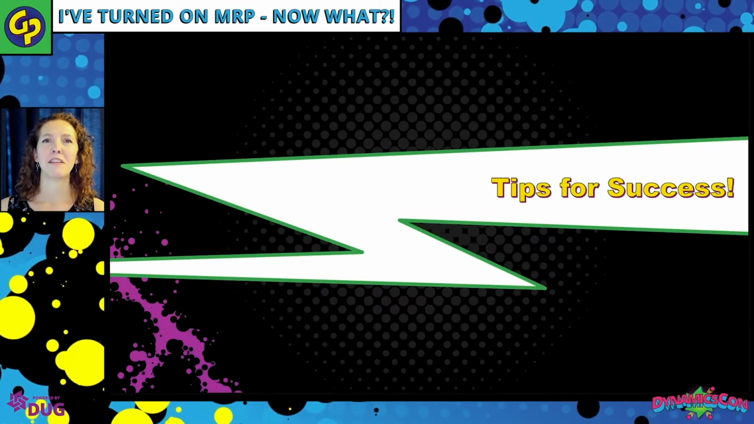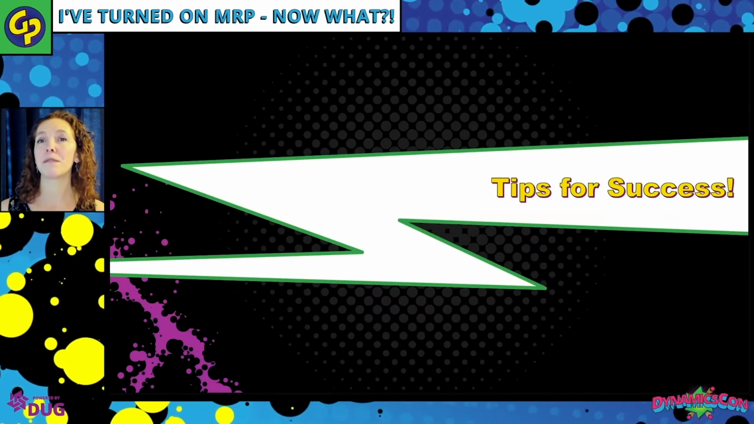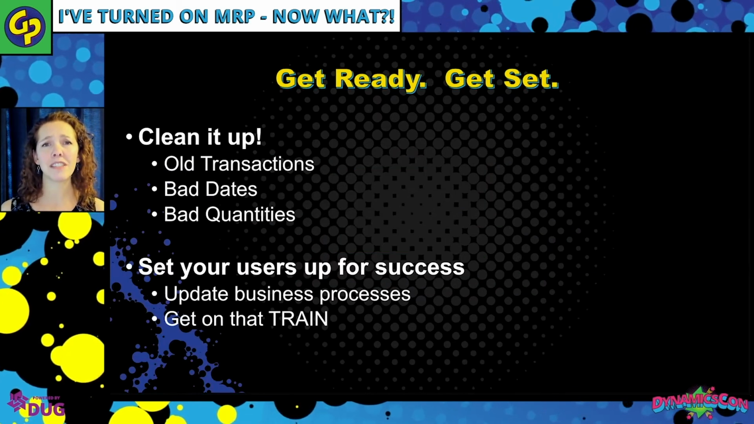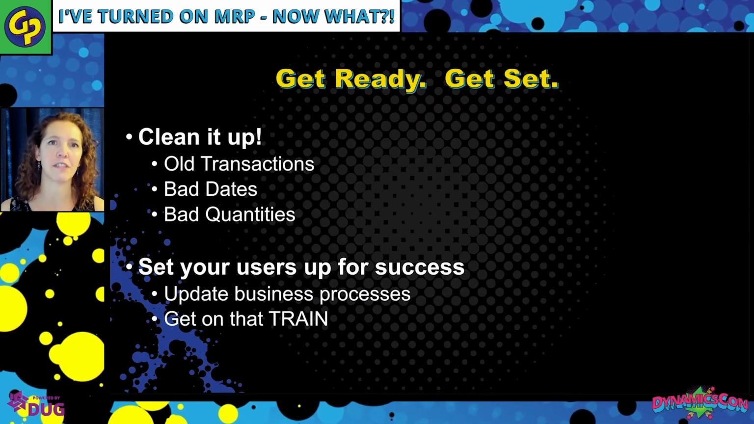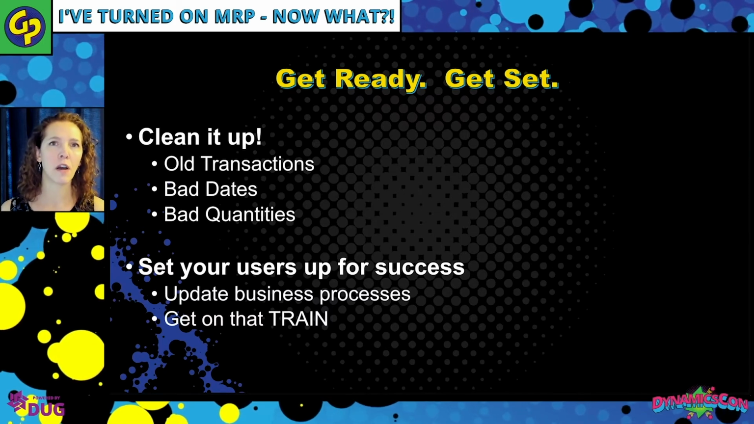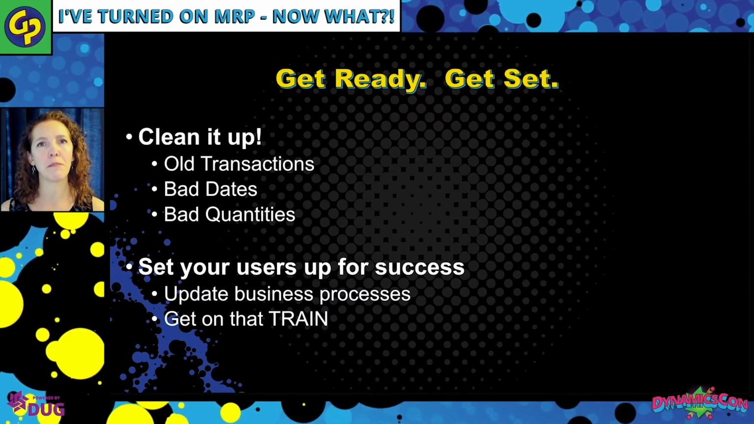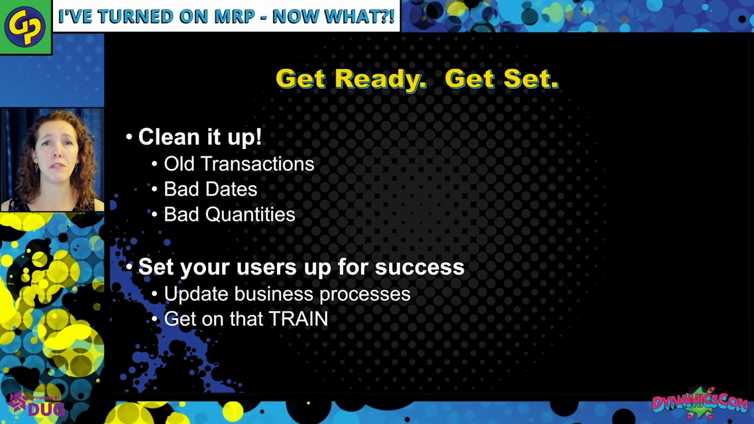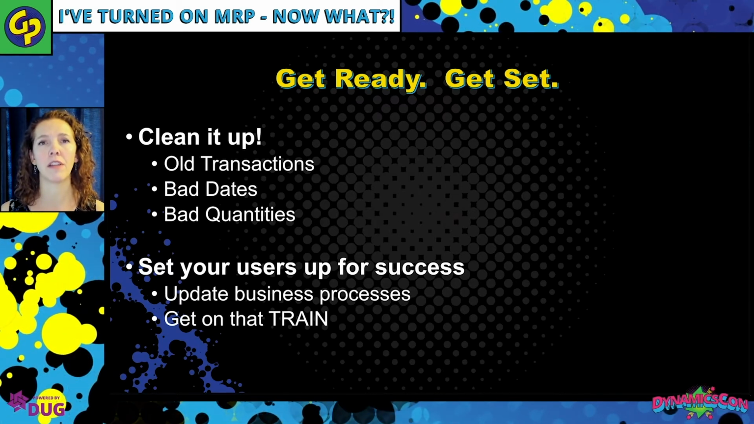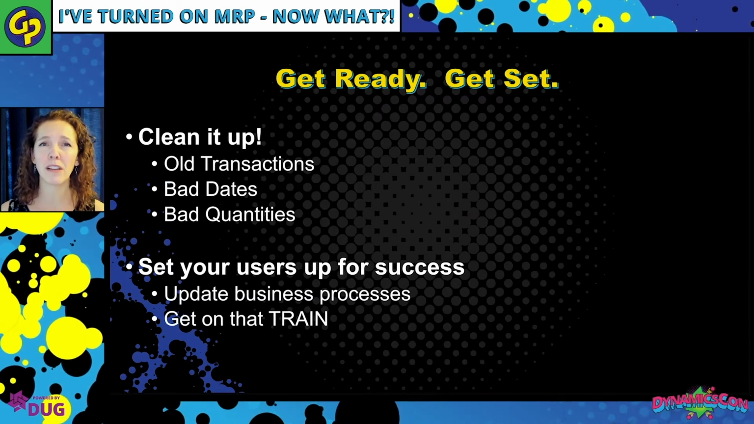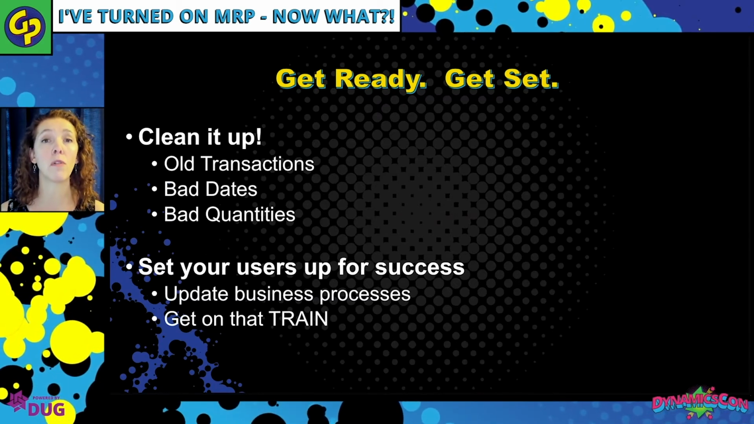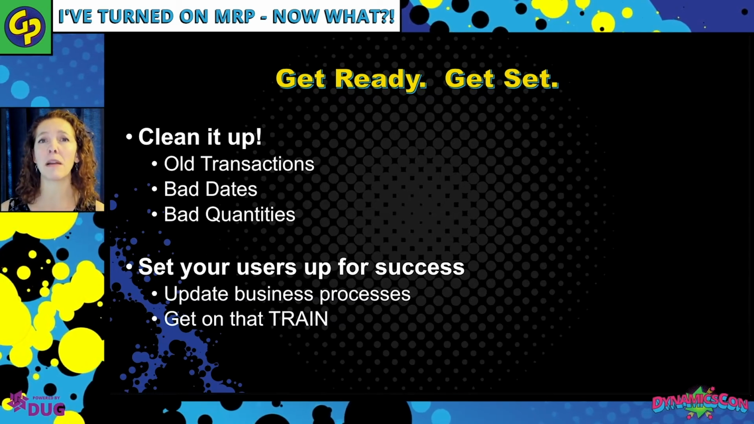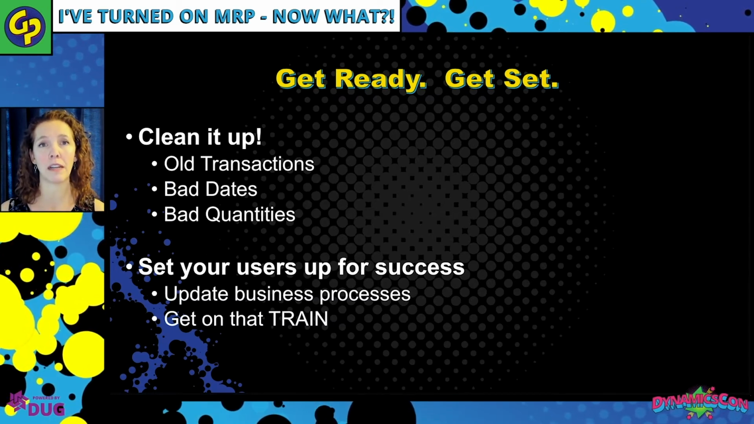Okay, so let's wrap it up with some tips for success. The first thing is get yourself ready, get yourself set for success. As you're turning on MRP, or you're getting ready to bring MRP live, you want to make sure you've cleaned it up. Do you have old transactions out there that need to be moved to history? Old sales orders that aren't actually going to be shipped, or they got canceled and you just haven't updated that? Do you have a bunch of lingering back orders on purchase orders that aren't cleaned up?